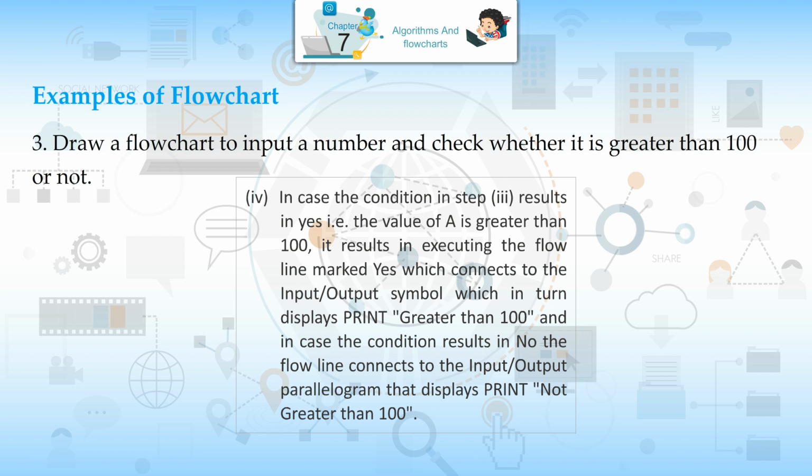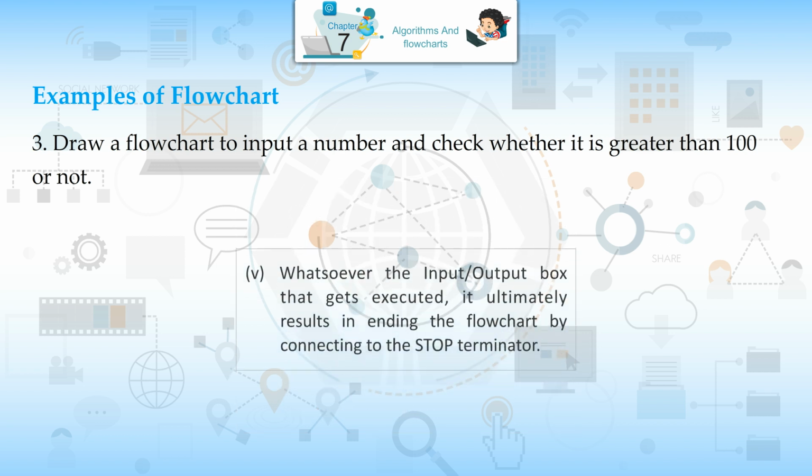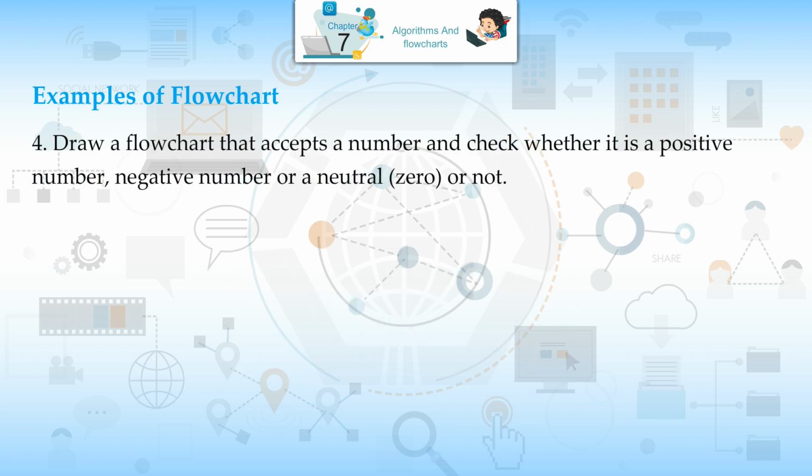And in case the condition results in no, the flow line connects to the input or output parallelogram that displays "print not greater than 100". Fifth, whichever input or output box gets executed, it ultimately results in ending the flowchart by connecting to the stop terminator.